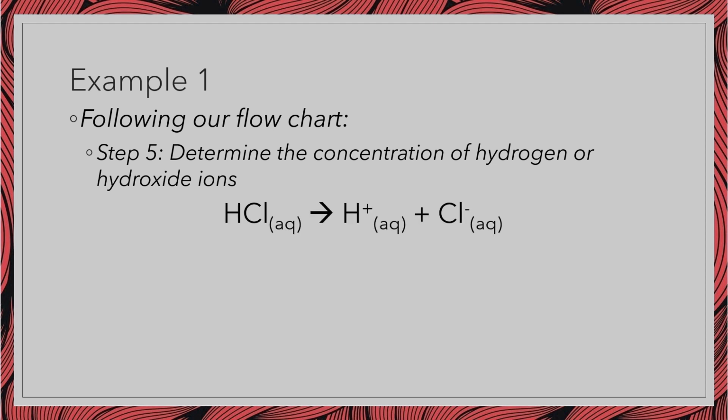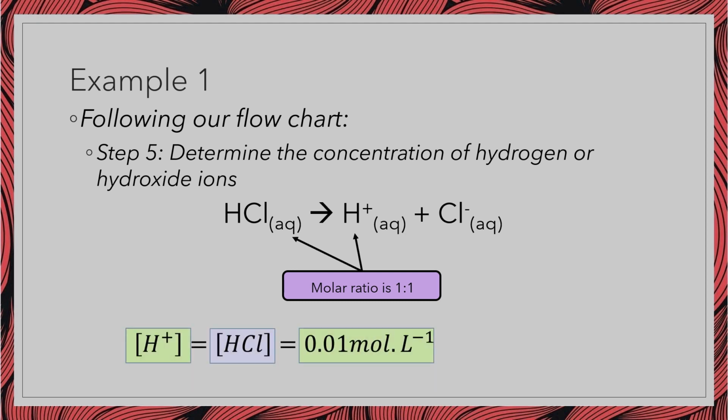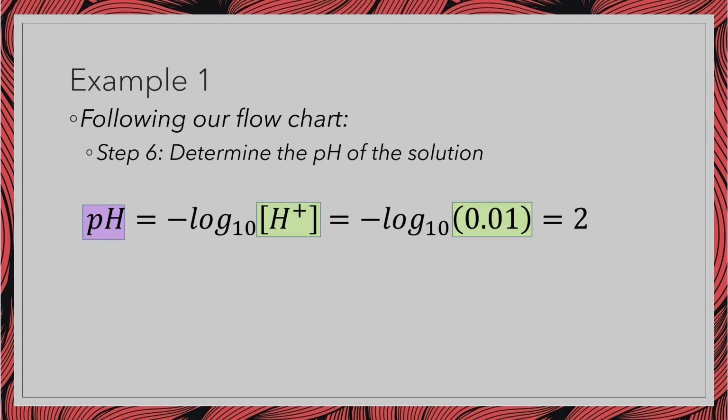HCl is going to ionize into H+ and Cl-, so we know immediately we're going to get a hydrogen ion concentration, which will give us pH, nice and easy. The molar ratio is 1 to 1, so our concentration of HCl is equal to our concentration of hydrogen ions, which is 0.01 moles per liter. Now pH is negative log 10 of our hydrogen ion concentration, which was 0.01, so our pH is going to be 2.